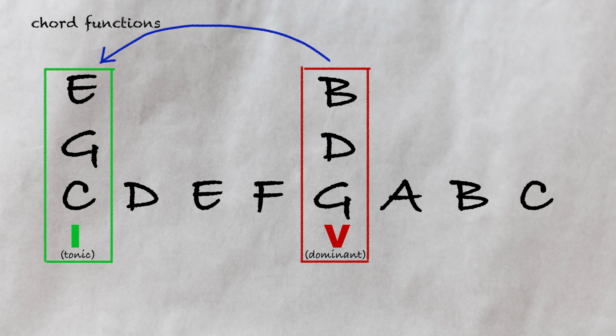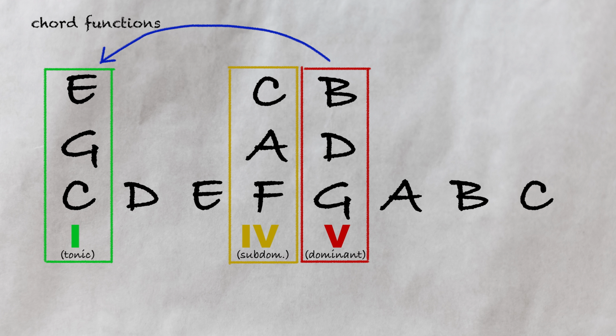And then there's another chord function which we call subdominant, or Roman numeral 4. A subdominant triad built on scale degree 4 sounds sort of midway between the tonic and dominant, in the sense that it sounds like you're away from the tonic, but it's not as tense as dominant, and it doesn't have the same perceived drive to resolve back to the tonic.